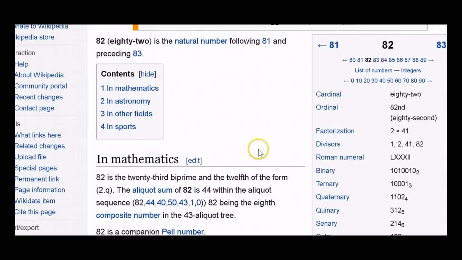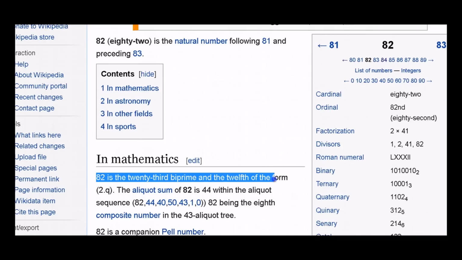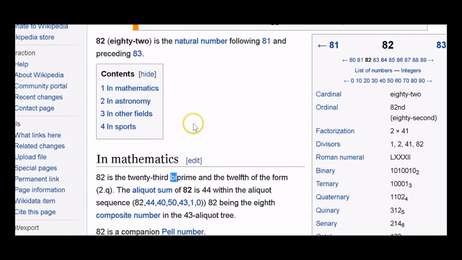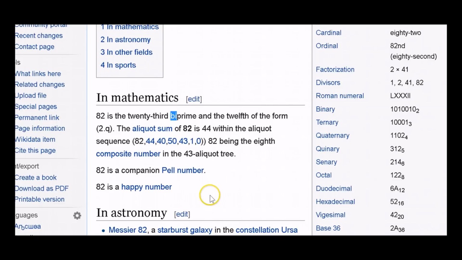Well, I didn't know if this was going to be worth it, but look right here. 82 is the 23rd biprime and the 12th of that form. You know, we love bi. We love the double, the dark and the light, the bi-bull. So we have a biprime here. The aliquot sum of 82 is 44. Okay, I don't know that. But I wanted to show you over here all of the tertiary and binary equivalents of this number and the Roman numeral.